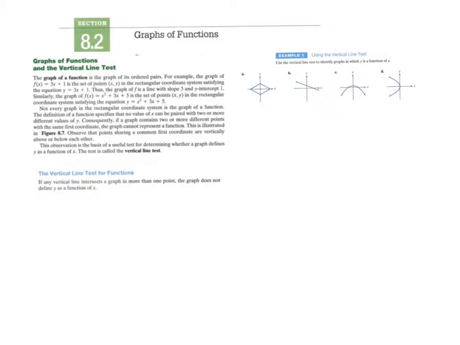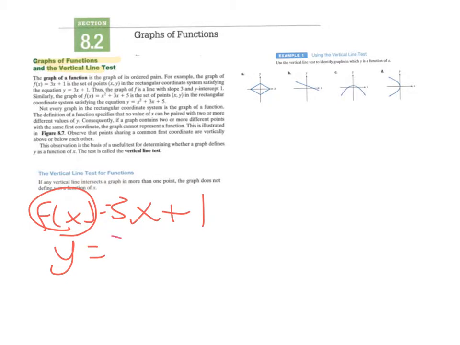What we're going to talk about is how functions are related to graphs. So what we're going to look at is if we have our function f of x equals 3x plus 1. f of x is the same thing as y, which we've talked about in the last section. So we have a function that can be graphed.